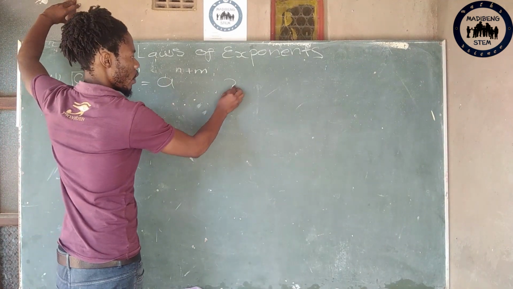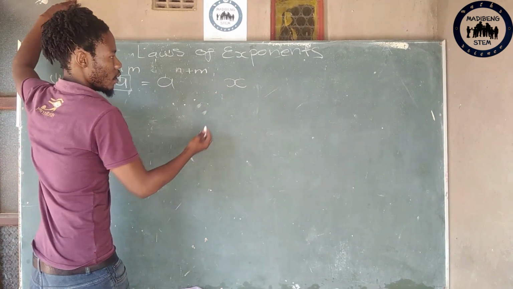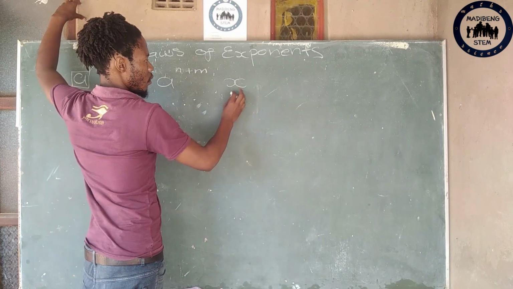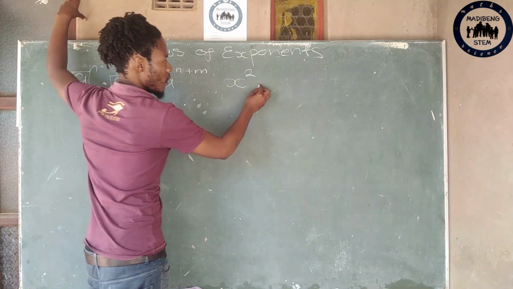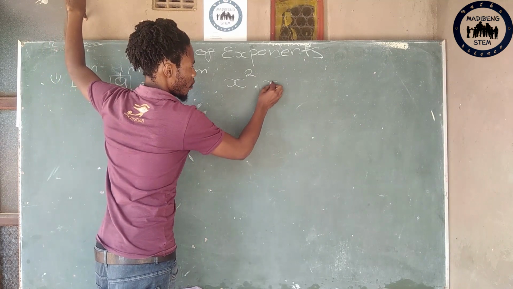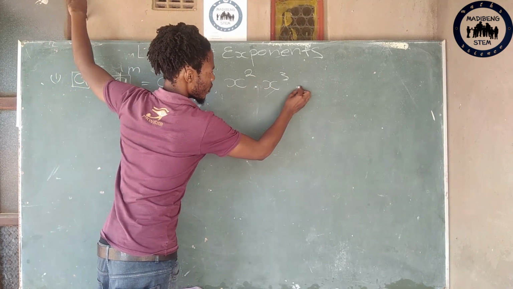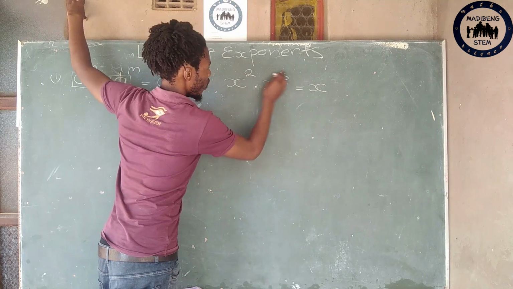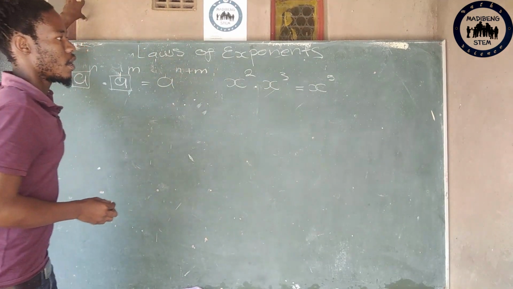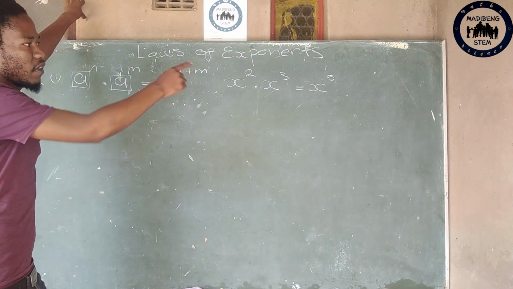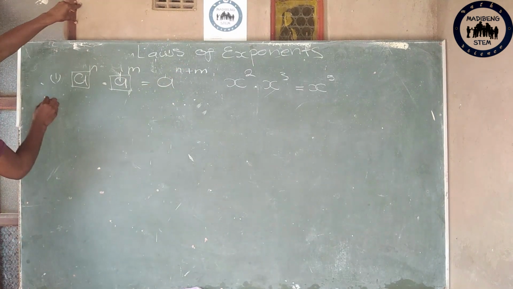So for example, when we deal with x, let me say we have x to the power 2 multiplied by x to the power 3. So the answer here is, you add your exponents, x to the power 5. So I have added my exponents. So number 2.